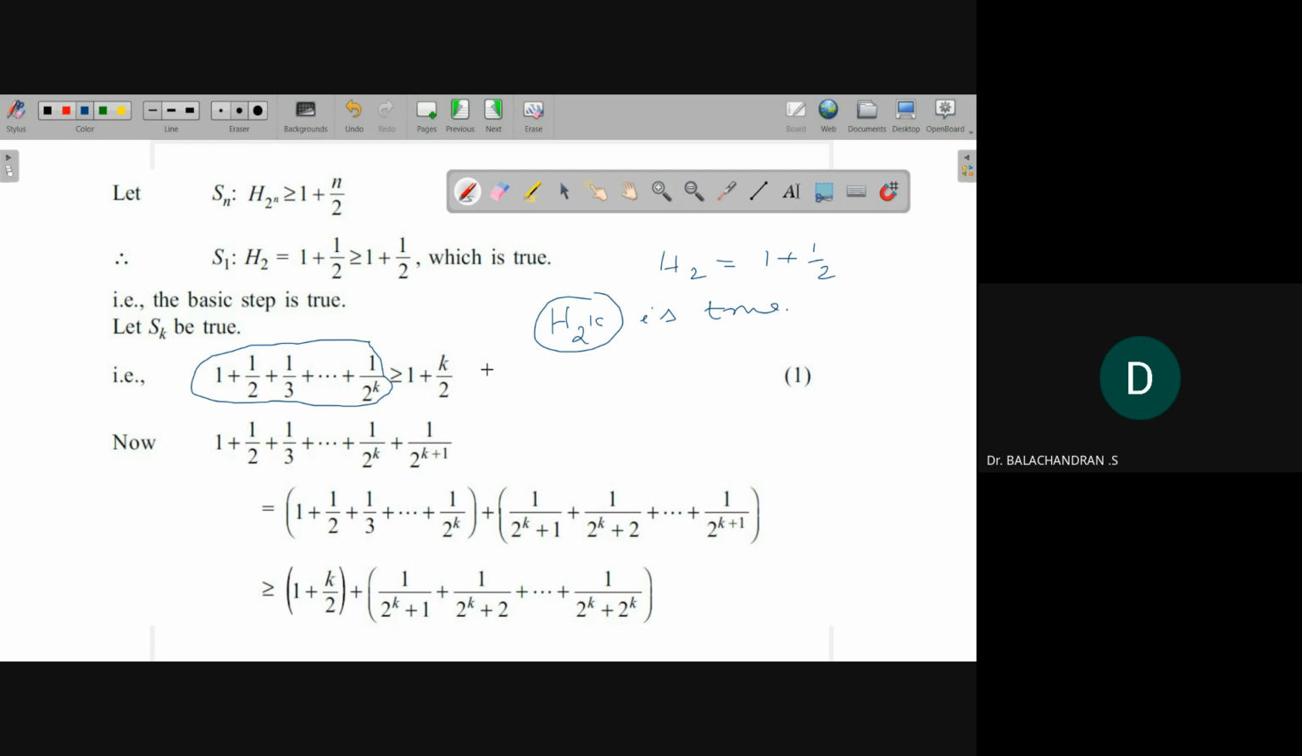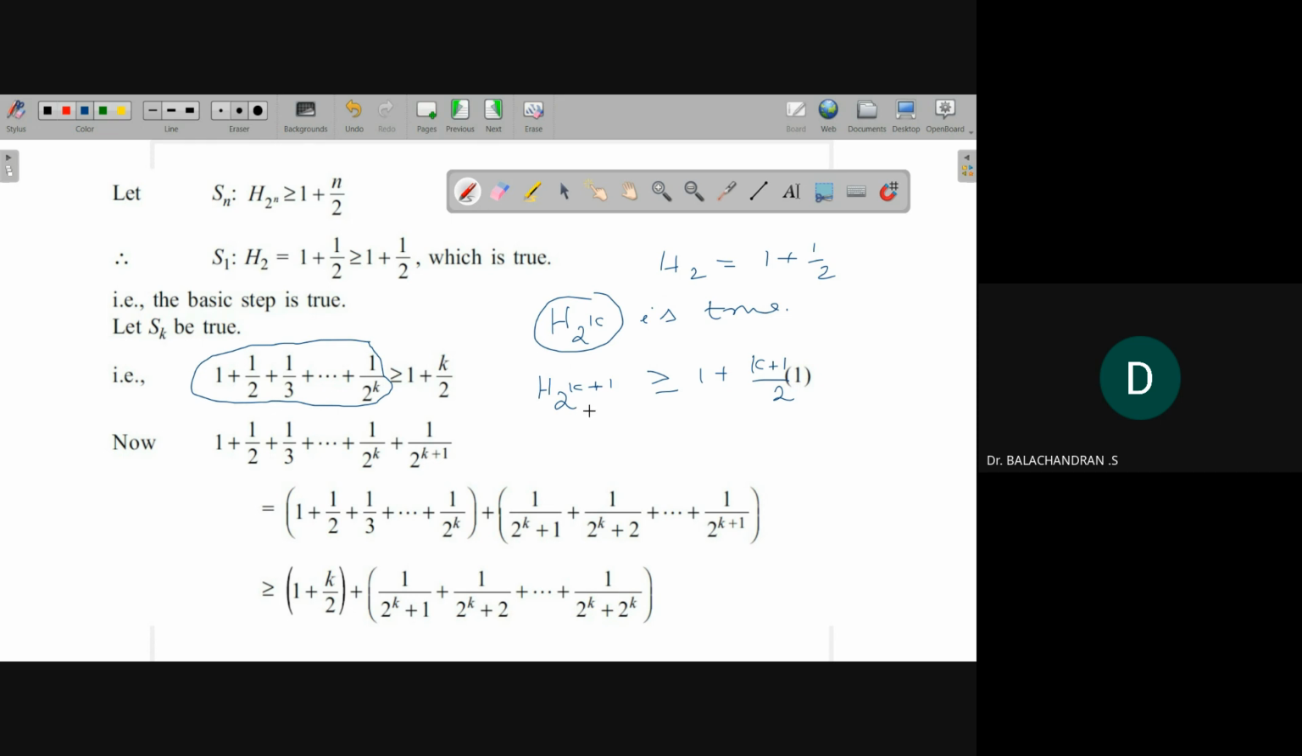Now I am going to prove the statement is true for H2 power k plus 1. That means I need to prove H2 power k plus 1 is greater than or equal to 1 plus k plus 1 by 2, substituting n equal to k plus 1. What is H2 power k plus 1?